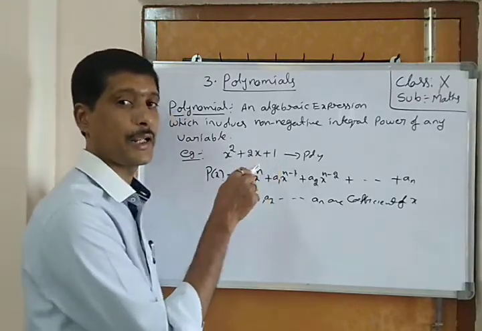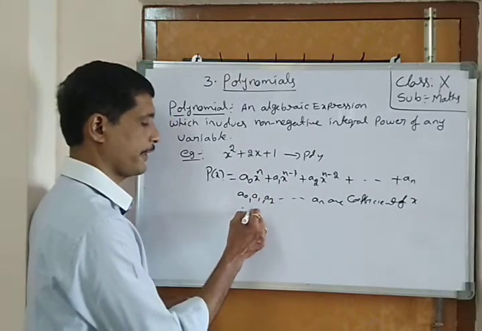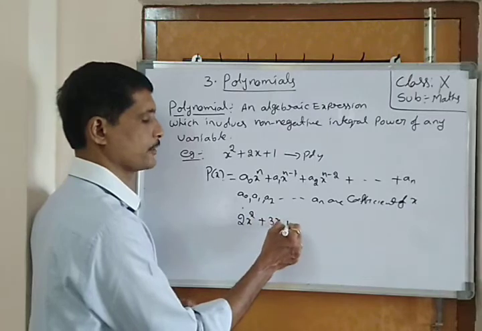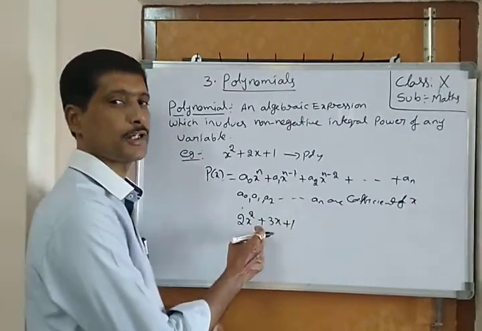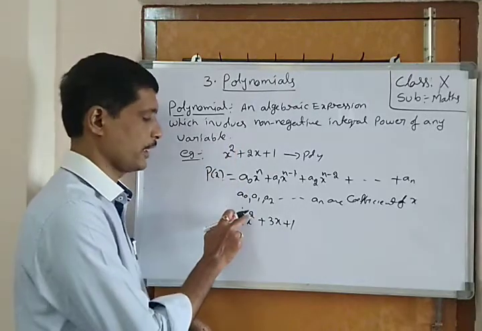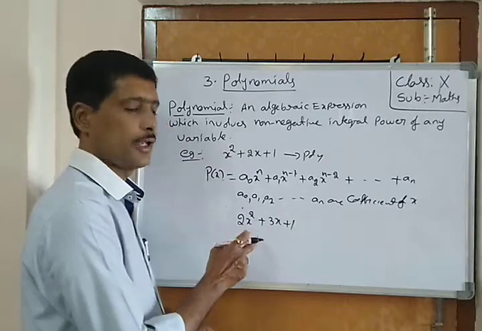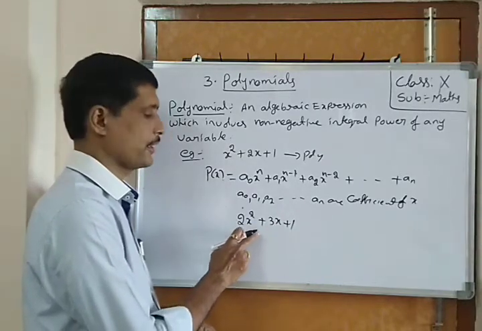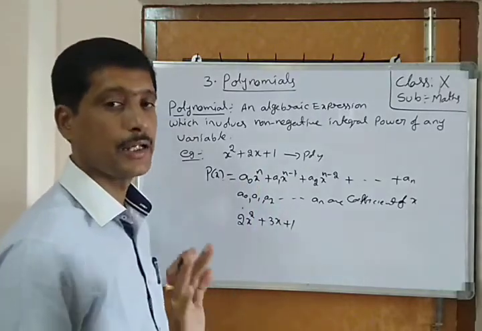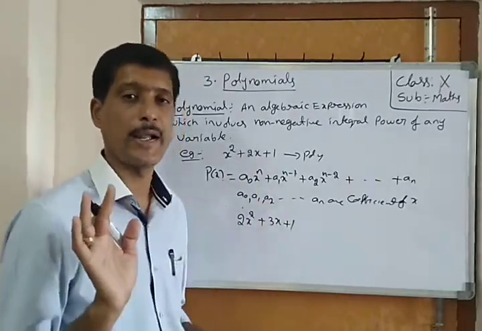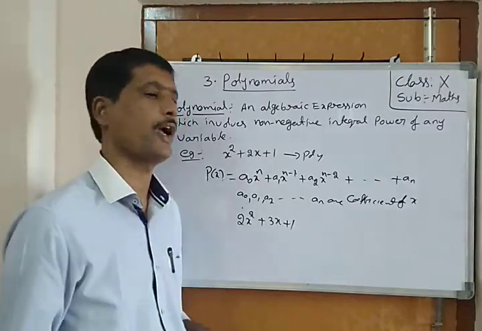This is a polynomial of degree n, an nth degree polynomial. Suppose the example 2x square plus 3x plus 1. This is a polynomial of degree 2, since the highest power is 2. Here 2 is the coefficient of x square, 3 is the coefficient of x, and 1 is the constant. The degree of any constant polynomial is 0. The degree of the zero polynomial is not defined.